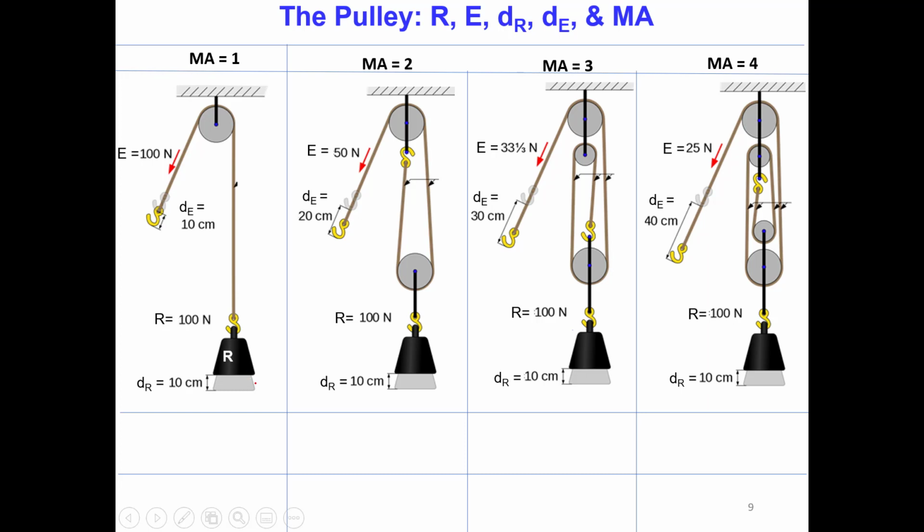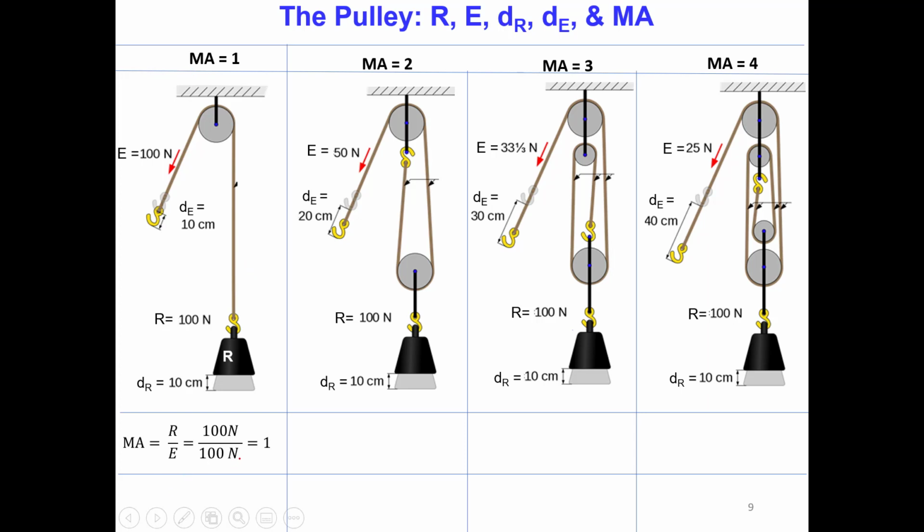Then let's review how we calculate the mechanical advantage, the experimental mechanical advantage. This is how we say the theoretical mechanical advantage is given by the number of ropes, or the number of strings that directly support the resistance, which is 1.